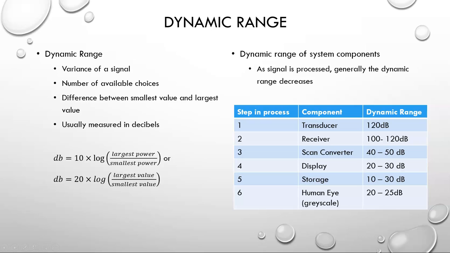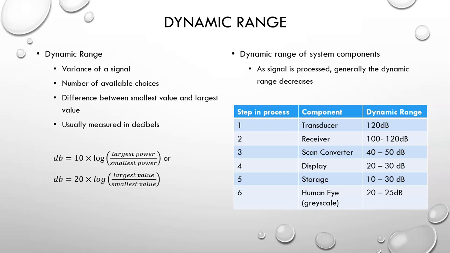Our next topic of conversation is dynamic range. Dynamic range is defined as the difference between the smallest value and largest value of any given set of values. Dynamic range can be considered the variance of a signal. It is associated with the number of available choices we have with our signal. It is always the difference between the smallest value and the largest value.